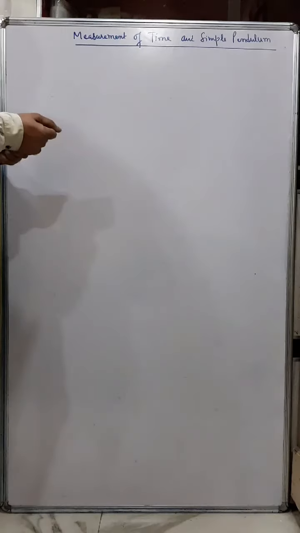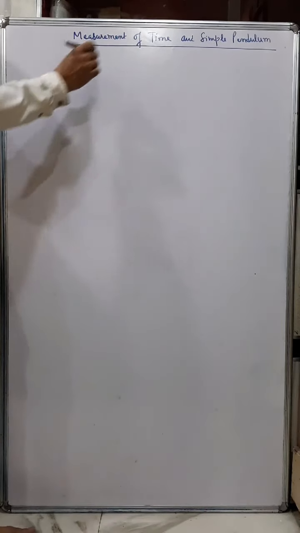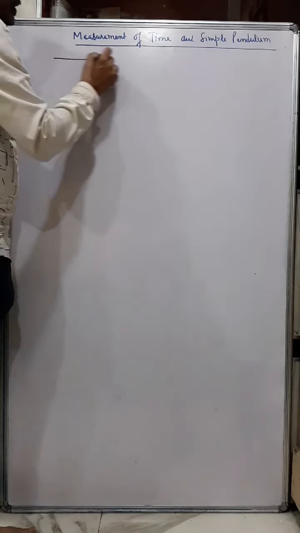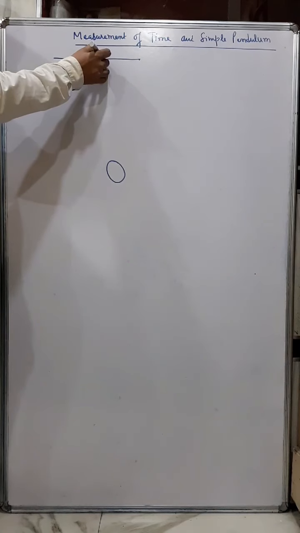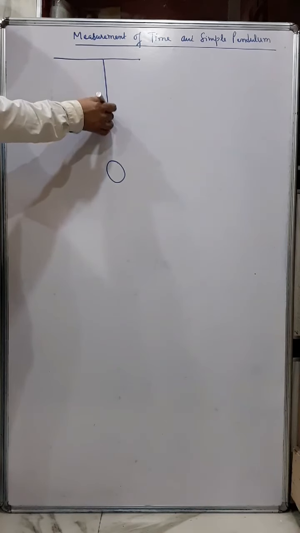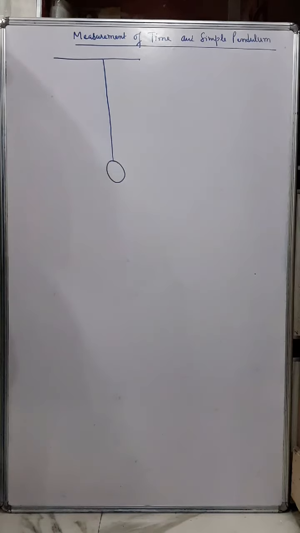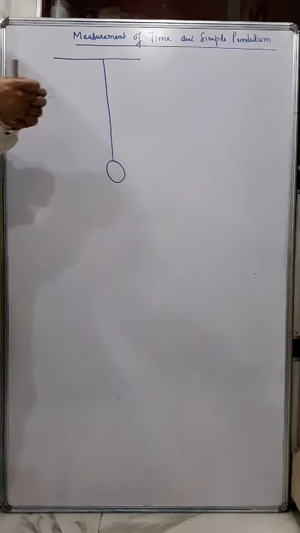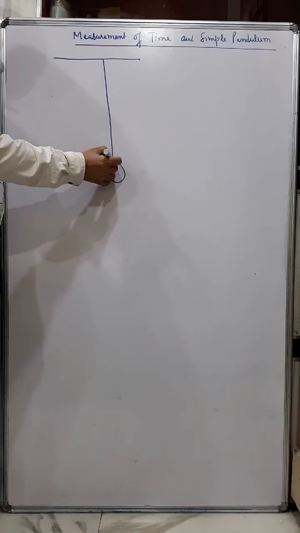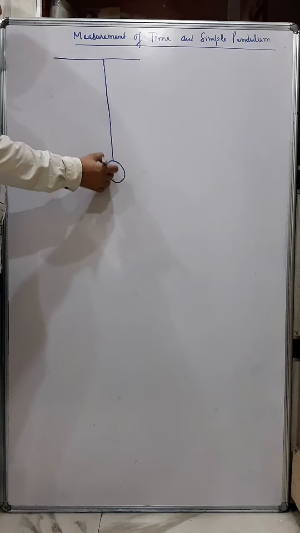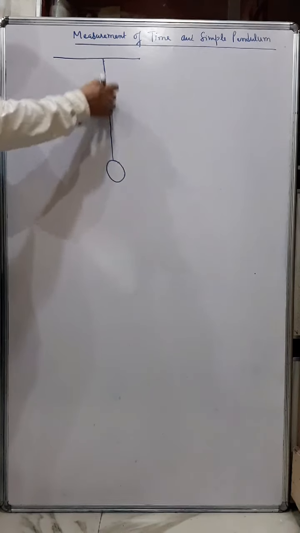Okay, we'll start measurement of time and simple pendulum. Now first of all, what is a simple pendulum? Any heavy object, say a piece of stone or a metallic ball, suspended with a massless, means very negligible mass, and inextensible string. Inextensible, so that means it should not be elastic. So massless and inextensible string.